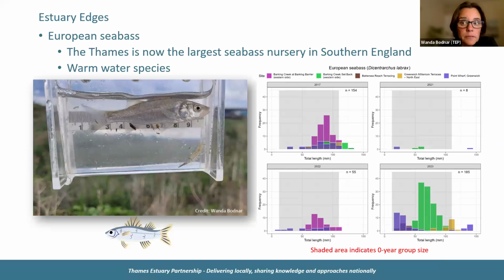As you can see, most of the sea bass caught were juveniles, and this underpins the fact that the Thames today is the largest sea bass nursery in southern England. And they are actually a warm water species, so their presence also indicates that due to climate change, the Thames estuary is warming.